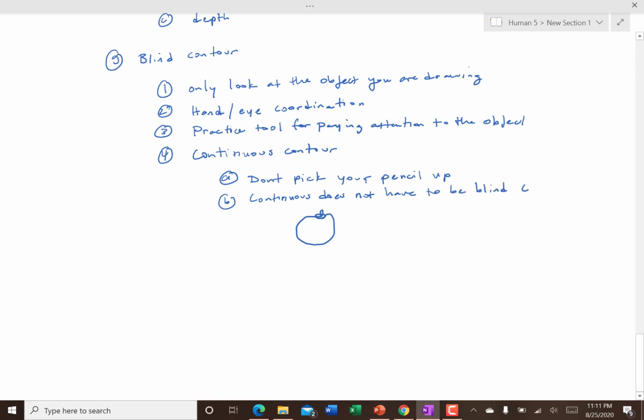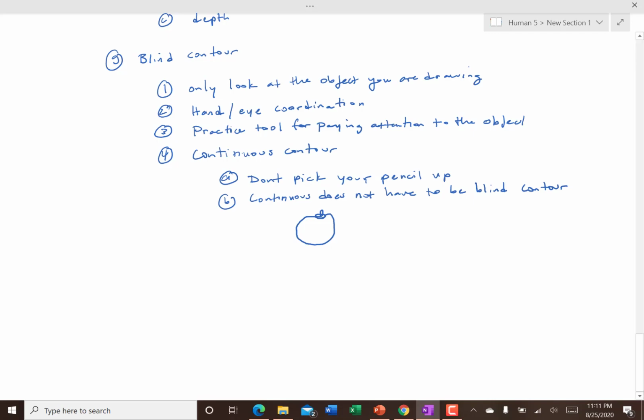Why usually blind contour is continuous is because if you're not looking at your paper and you pick your pencil up, good luck putting it right back down where you were. Usually that leads to two or three different places on the paper where you're drawing, because even if you don't think you moved it, you did. But continuous contour does not have to be blind. I can only look at the paper, like I was doing here, and not be looking at the object. Those two often go hand in hand, though. Again, it's this focus on just the outline of an object, and on how everything's connected, rather than separating out.